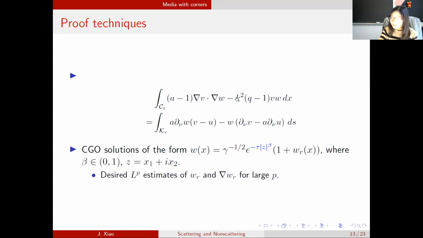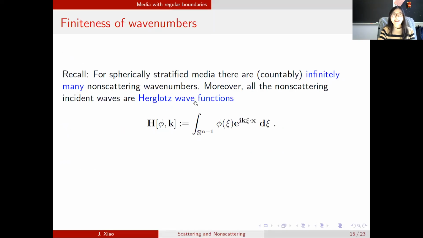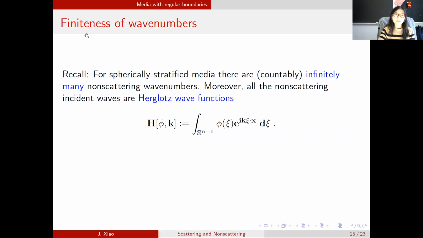I'm really going a lot over time. Let me go with media with regular boundaries. So I will focus more on the result with Michael. So we will talk about finiteness of wave numbers.